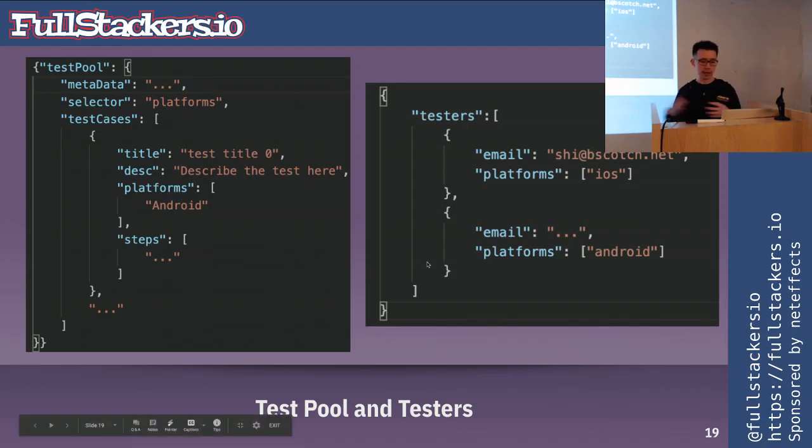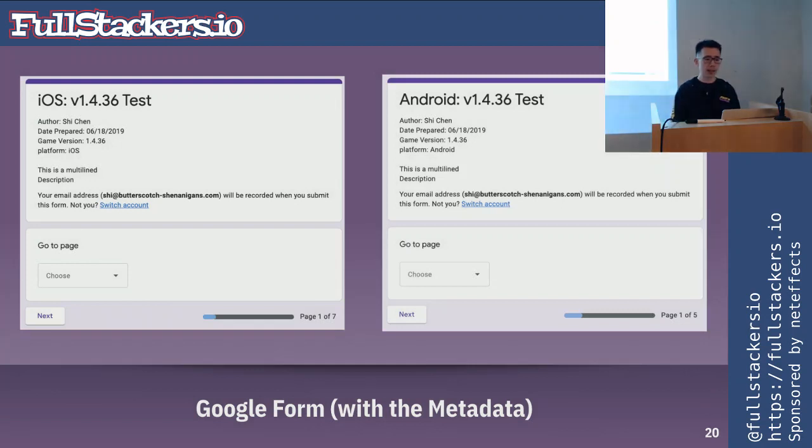And then I just need another object to describe the testers. So all I need to know is just the contact information of the tester and then what platforms they are capable of testing on. So I just need these two objects. And then I sort my test cases from that test pool to basically get a list for each platform. So maybe for iOS, I need to run 7 tests. And for Android, I only need to run 5 tests. And some tests might be shared, some tests might be unique to each platform.